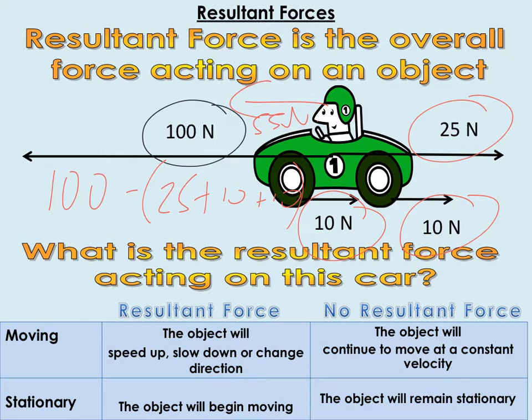If you do have a resultant force and you're already moving, the object will speed up, slow down, or change direction. So in this case here, the car is actually accelerating forwards. If the car was stationary to begin with, then the object will begin to move if there's a resultant force acting on it. If you've no resultant force acting and you're already moving, then you'll continue to move at constant velocity until you end up with a resultant force acting on you. And also if you were stationary to begin with and there was no resultant force acting on you, then you'll remain stationary until a resultant force begins to act.